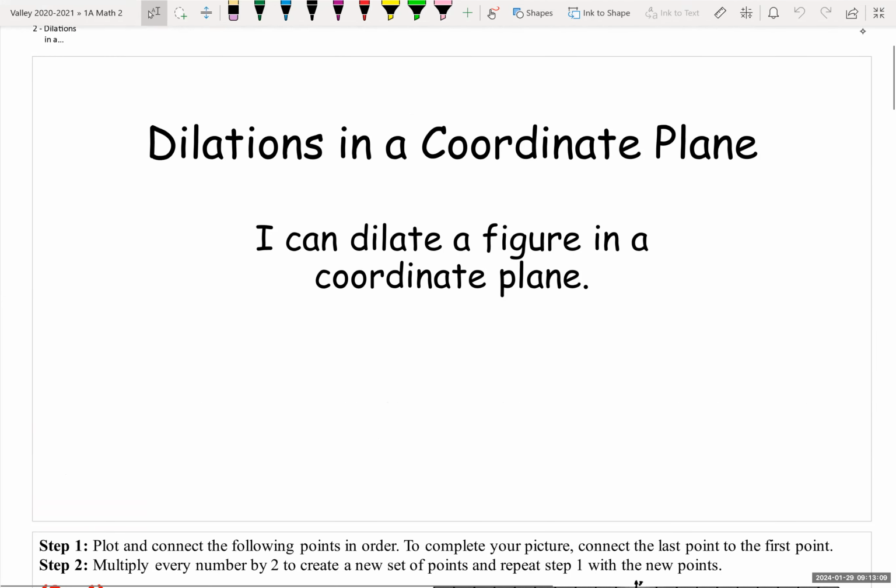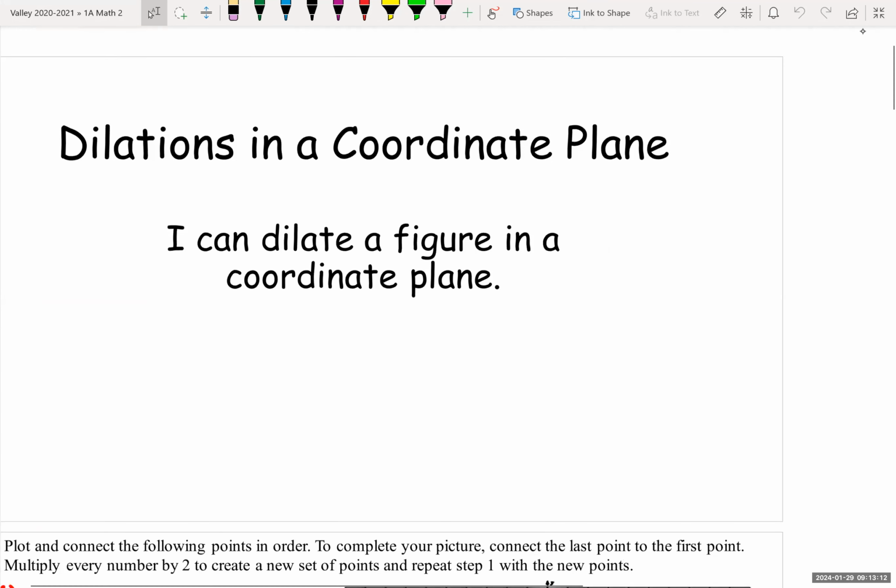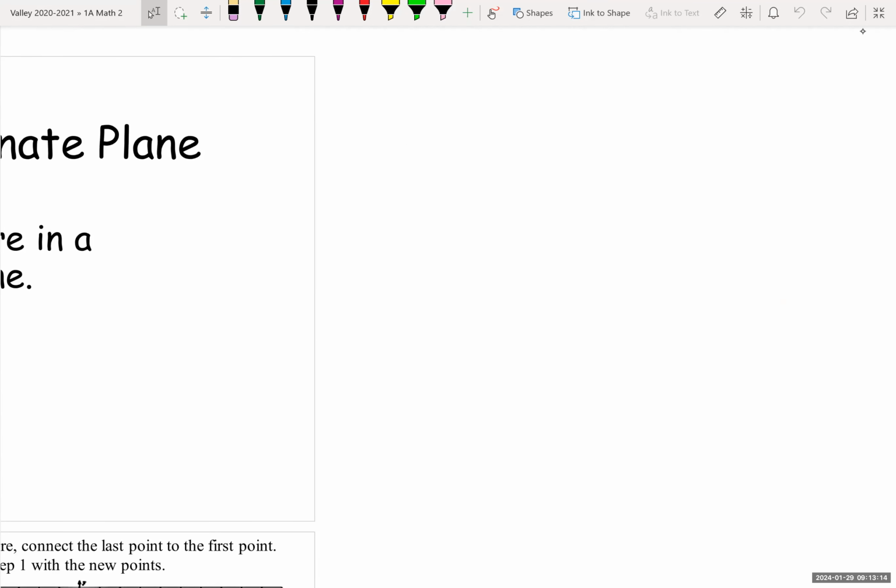So before we even do what's on your paper, I just want you to kind of watch this part, and I'll tell you what parts I want you to write down in just a second. So a coordinate plane is where we have two main axes. This is the x-axis, and this is the y-axis.